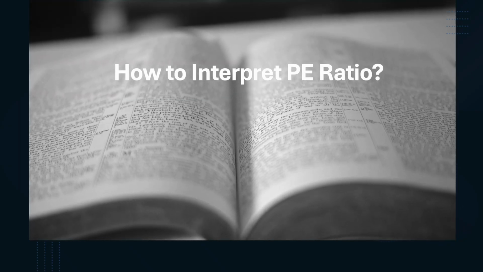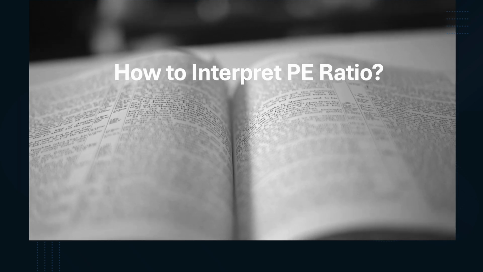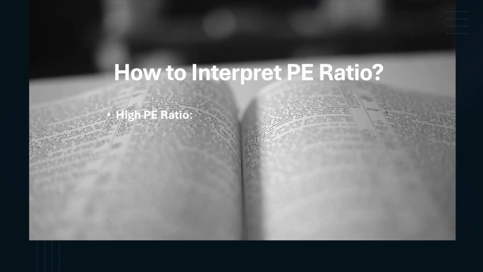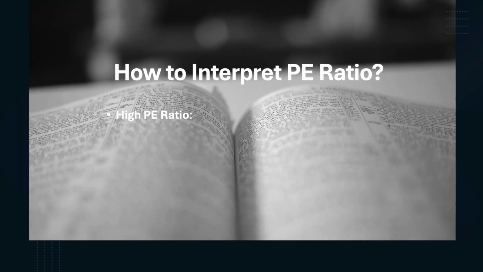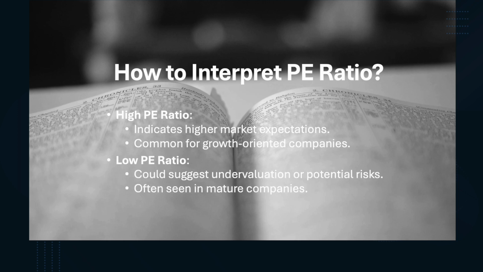So now that we know the types, let's interpret the PE ratio. A high PE ratio often means the market expects significant growth from the company. On the flip side, a low PE ratio could mean the stock is undervalued or there might be risks involved.